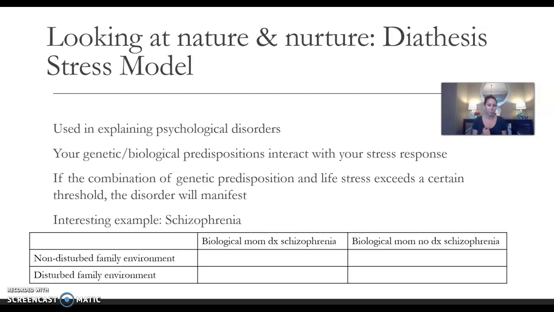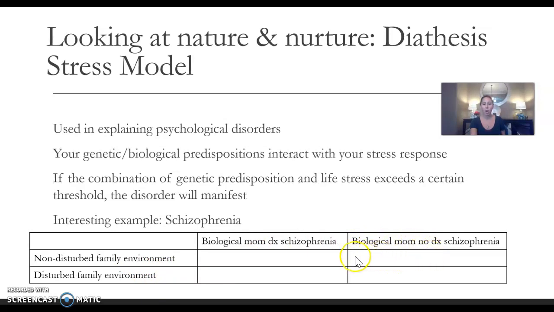So adopted children, biological mom who had been diagnosed with schizophrenia, DX is psychology shorthand for diagnosed, and biological mom with no diagnosis of schizophrenia. And then looking at a non-disturbed family environment or a disturbed family environment. So what they found was fascinating.